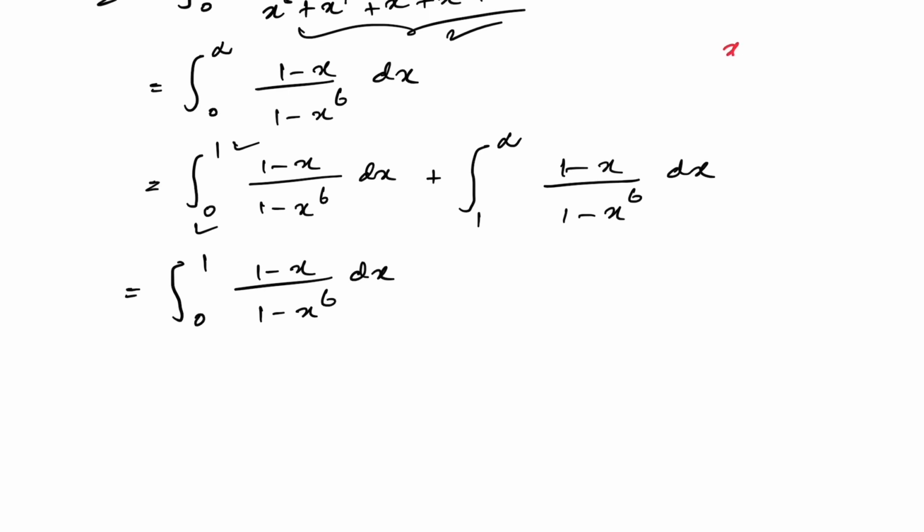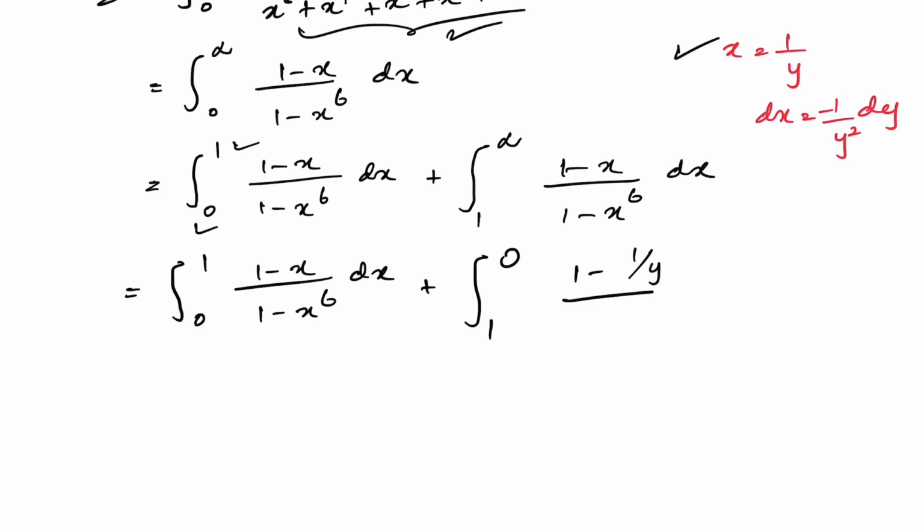And for the second integral, I'm going to use a substitution. So I'm going to take x equal to 1 over y, then we know dx is equal to minus 1 over y squared dy. Then we can substitute here. Now with this substitution, the limits are definitely 1 to 0, and here we have (1 minus 1 over y) over (1 minus 1 over y to the 6th power) times minus 1 over y squared dy.